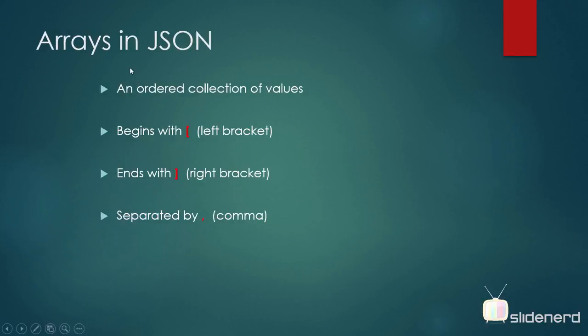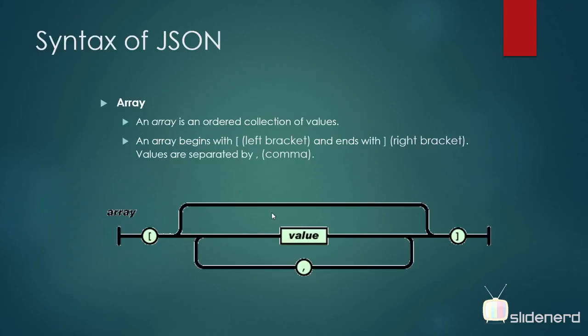An array, as you know, is a collection of values. It begins with a square bracket, ends with a square bracket, and it is separated by a comma. In other words, the values are separated by commas within the array. Let's take a look at how this looks. There you go. There's a square bracket opening, there's a value inside, put comma, put another value, put comma, and you can repeat this for any number of values you want, and at the end put your right square bracket.